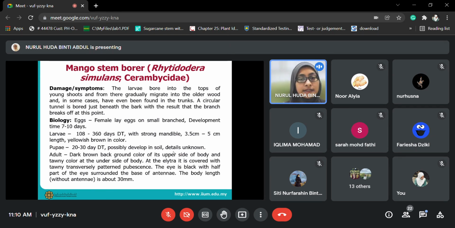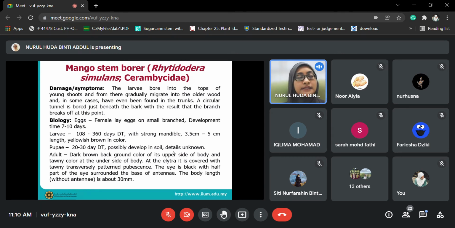around 360 days. Okay, and then of course since they move around from young shoot ke part yang hardened, okay, they have the strong mandible untuk makan bahagian infested lah. And for the pupae, it lasts around 30 days, 20 to 30 days.